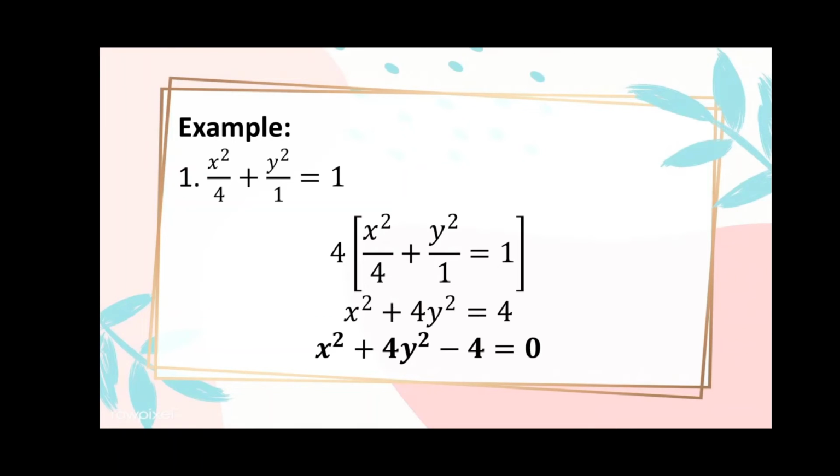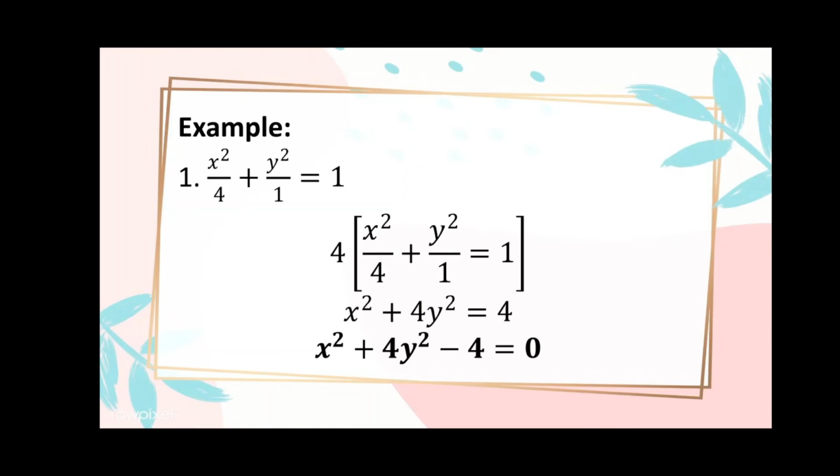Next is 4 multiplied by y squared, that is 4y squared, divided by 1, that is 4y squared. And of course, 4 times 1, that is 4. So we have now x squared plus 4y squared is equal to 4. Next is to write the equation in general form. So, we need to move the constant term from the right side to the left side of the equation. So we simply have now x squared plus 4y squared minus 4 is equal to 0. So that is now our answer.